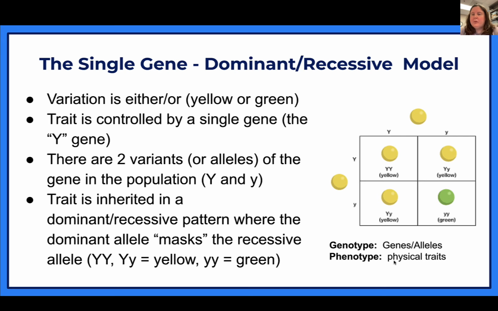So when we look back at our images and the data that we were just observing, we need to notice what we are talking about. Are we talking about genotypes, so the genes, the letters, the alleles, or were we talking about phenotype, which are the colors, when you're looking at these particular traits?